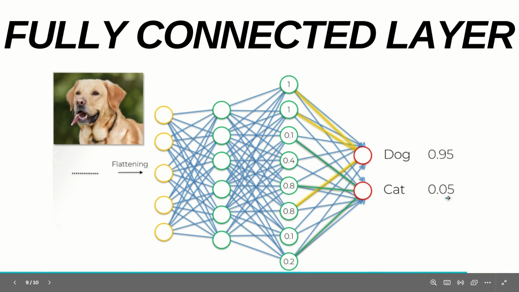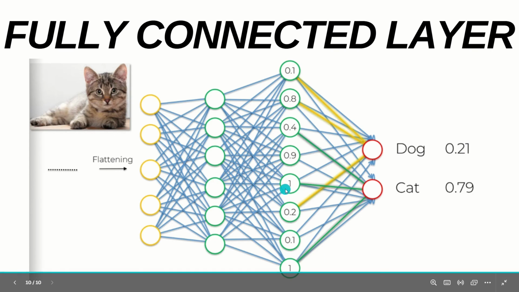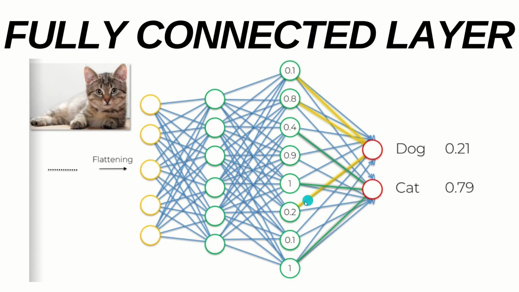I hope from this short little video you have understood what is happening in the fully connected layer. In this case, if we again pass this cat image, this is how it turns out. The dog probability will be 0.21, meaning 21%, and the cat probability will be 0.79, because in this case you can see 0.4, 1 and 1 are contributing. On the other hand, for the dog only 0.1, 0.8 and 0.2 are contributing. So the dog probability will be comparatively much less than the cat one.